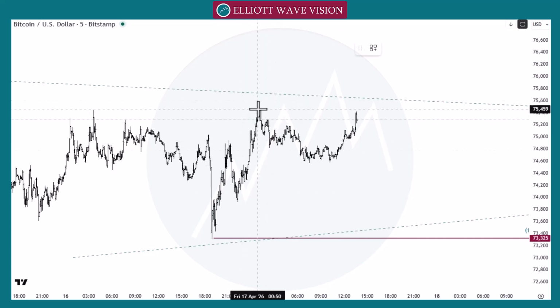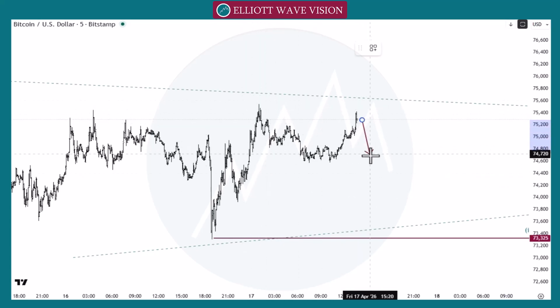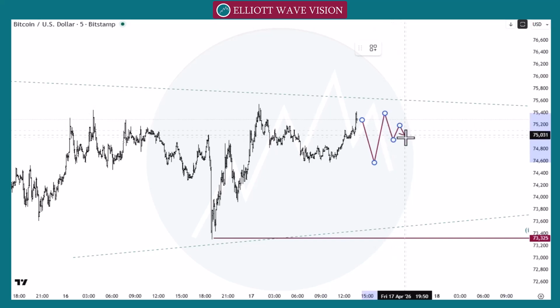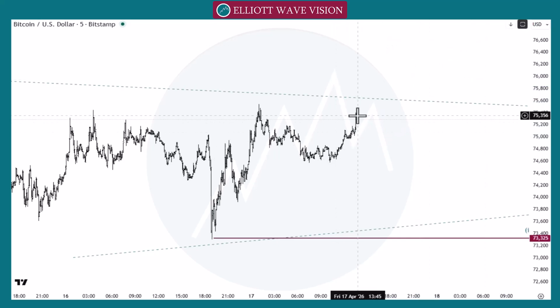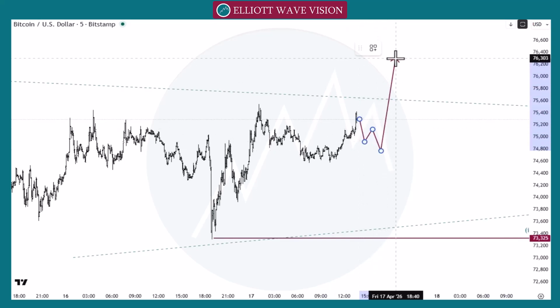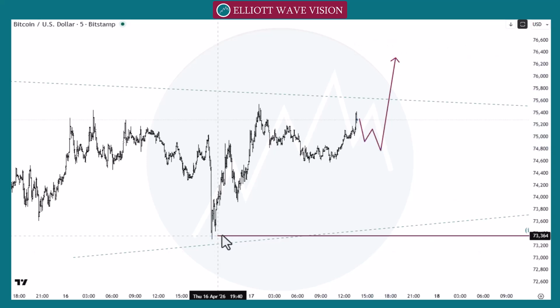That's possible. We count this move as A, B and C. Then next impulsive move, then A, B and C towards the bullish side, or this is the wave 1. Then we need to wait for these A, B and C. Then we will go towards the bullish side with this stop loss.